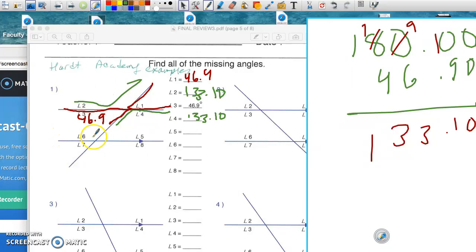Think of it as if you folded a piece of paper. Green, maroon. Guess what this is going to be? Green, maroon. Corresponding. Or even better yet, when you're putting the numbers over here, 46, 133, 46, 133, 46.9, 133.10, 46.9, 133.10. Oh yes.